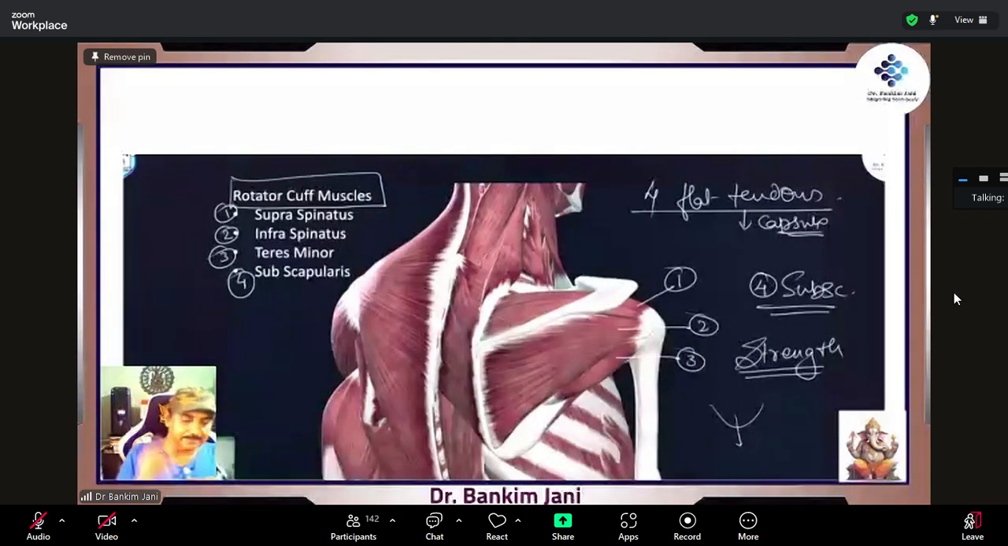So these are called the rotator cuff muscles. It is supraspinatus, infraspinatus, teres minor, and subscapularis. Right? These are the muscles which you see, so they are just covering the entire shoulder. These are the four flat tendons which will be landing into the capsule. So they just cover the whole thing. There it is. Right? They are covering the whole.